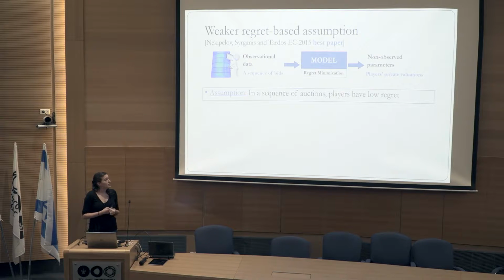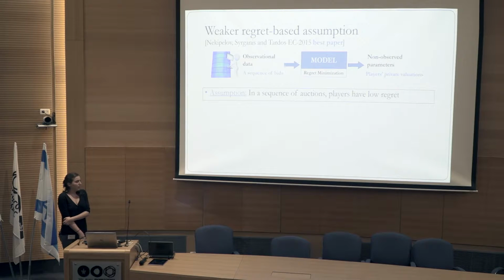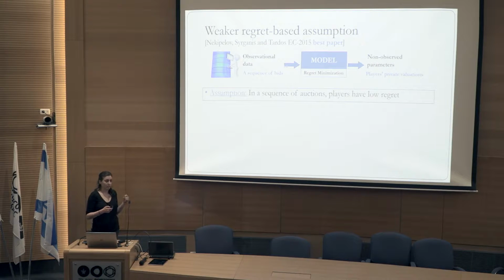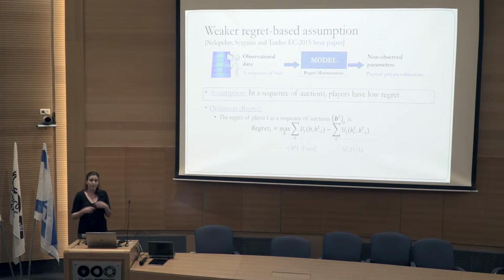Yeah. And in a recent work from EC, that also won the best paper there, Nekipelov, Syrgkanis, and Tardos suggested to use a much weaker assumption for this estimation task, which is based on the idea that players are using some learning strategies that minimize their regrets in the repeated game. So the assumption here is that in a sequence of auctions, players have low regret. And the regret is with respect to the best fixed bid that the players could play.